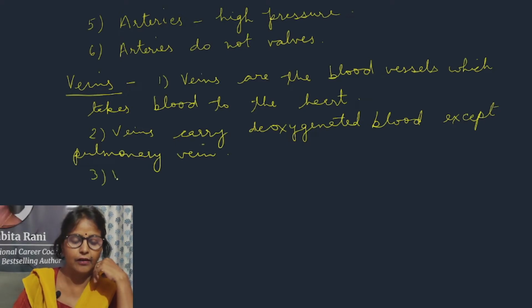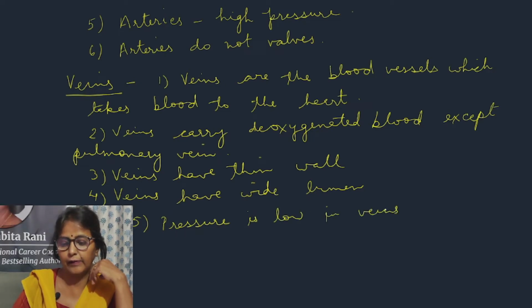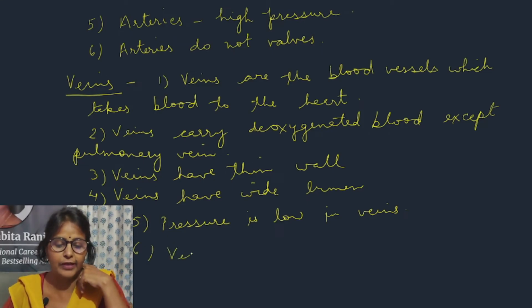Third one is veins have thin wall. Fourth one is veins have wide lumen. You saw in the diagram on the last page. Fifth one is pressure inside veins is less because they have wide lumen. Arteries do not have valves, but veins have valves. What is the function?